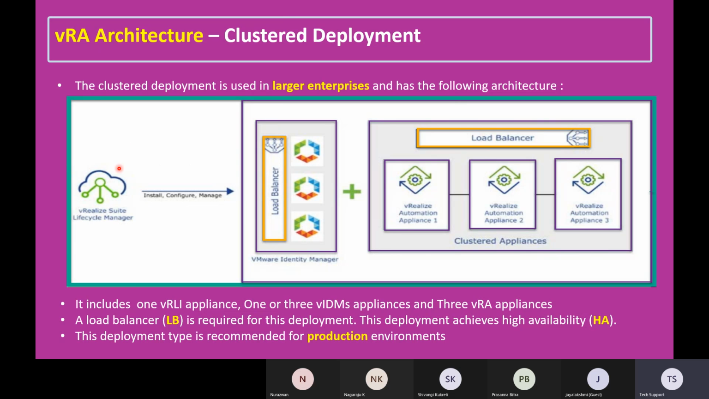Let's say we have an LCM, but here we have three IDMs: VMware Identity Manager 1, 2, 3. To maintain these three IDMs, we also configure a load balancer, which is also highlighted here. Similarly, we have the vRealize Automation appliances, in short vRA 1, vRA 2, vRA 3. These three are clustered appliances, and they are also managed using a load balancer.